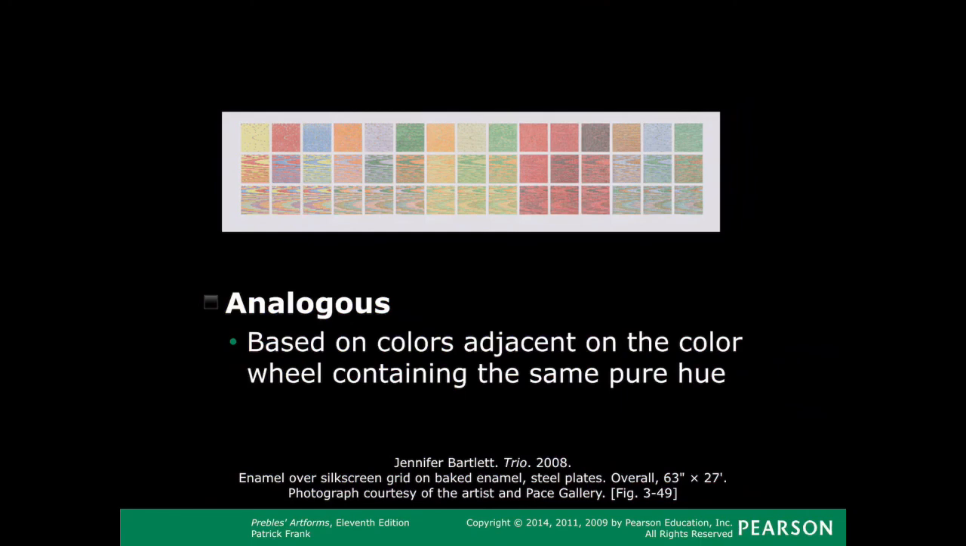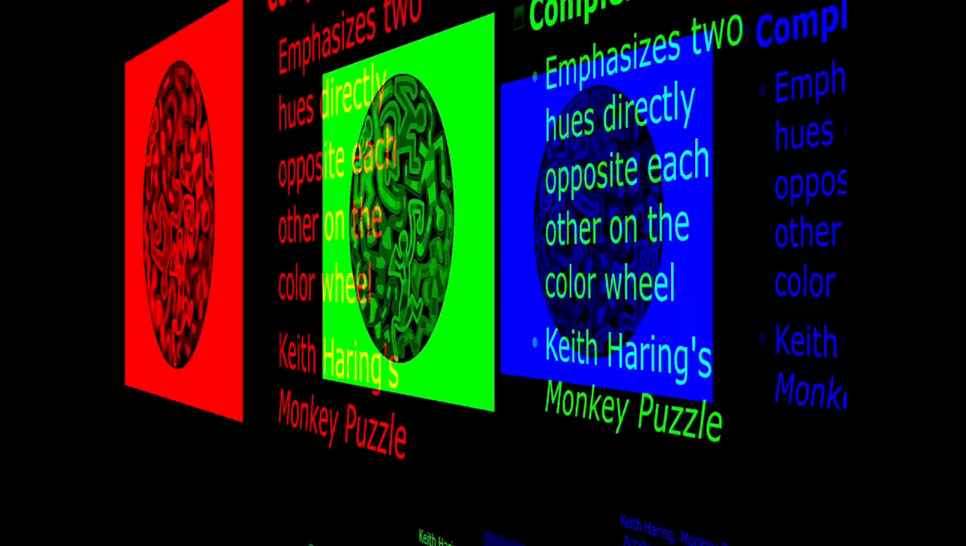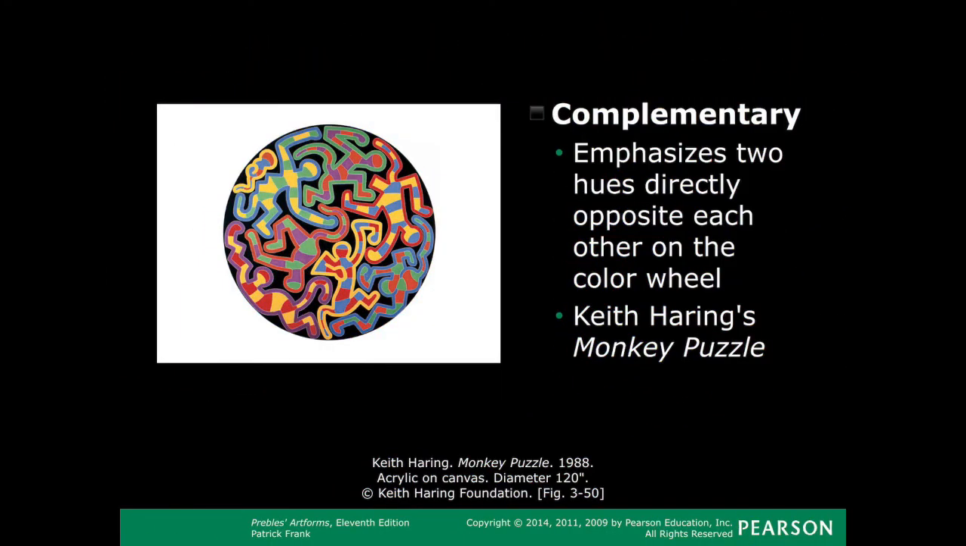You'll hear this term used a lot when it comes to the color wheel as well, analogous. It is based on colors adjacent on the color wheel containing the same pure hue. So if you were to think of analogous colors, think of the colors that are right next to each other on the color wheel. So it would go from yellow to orange to red to purple, purple to blue, and it is a very safe way to create a color scheme because they're right next to each other on the color wheel, and it's an easy way to create harmony when it comes to using color.